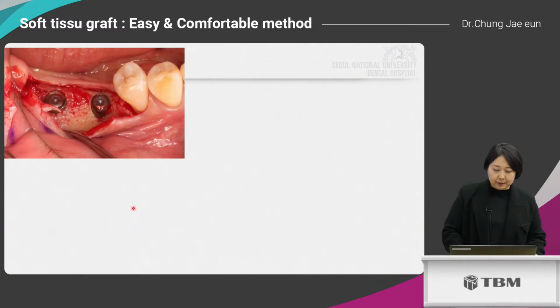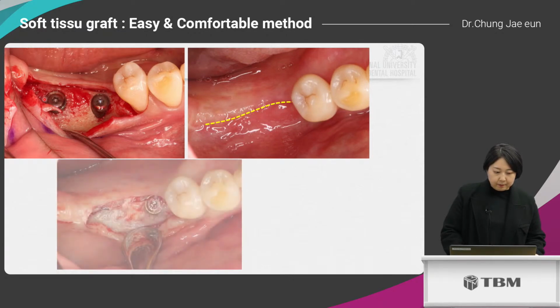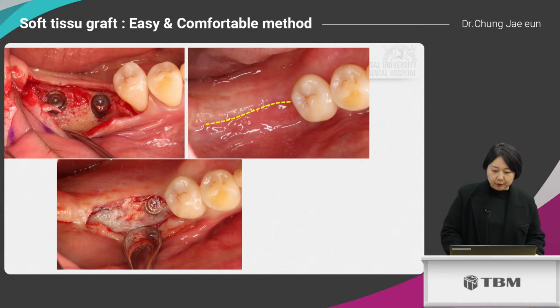When the implant was placed in the thin ridge, this large dehiscence defect occurred. So I did GBR on the buccal side with a lot of graft. The surgical site healed well, and please check the location of the mucogingival junction here.